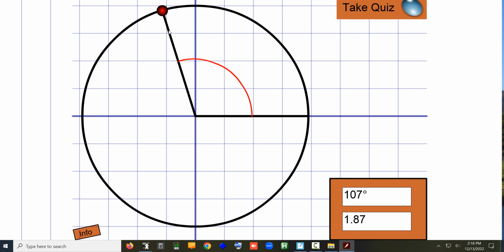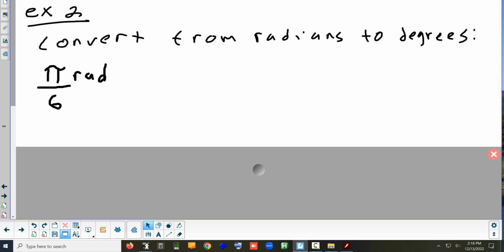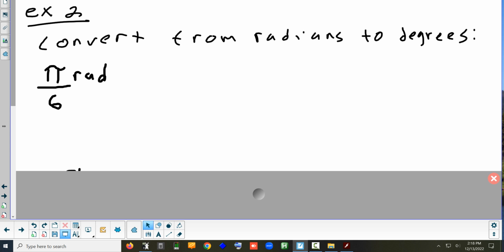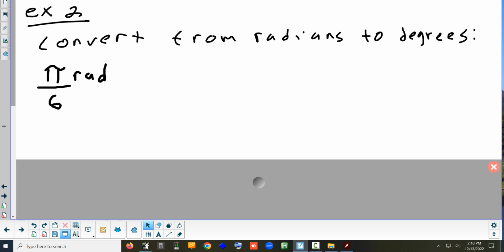Okay, now the other way. Pretty much the same thing. Now on the first one, I will write RAD, just to kind of get used to it. But then after this problem, you got to get used to not seeing it. Okay, so we have pi over 6 radians.